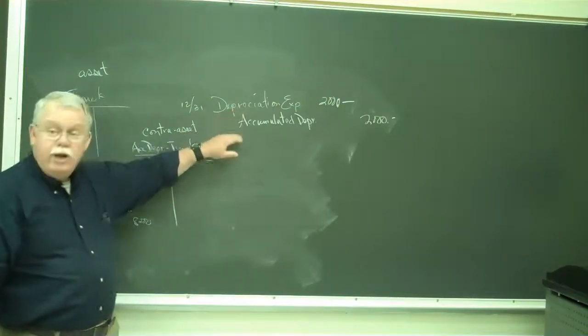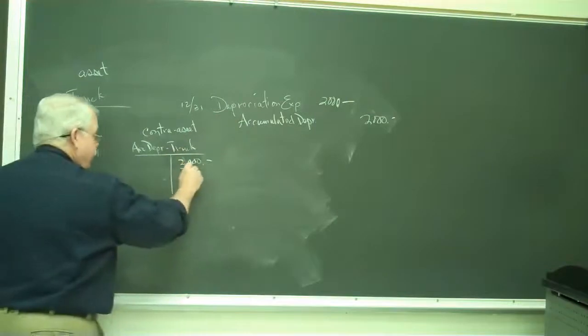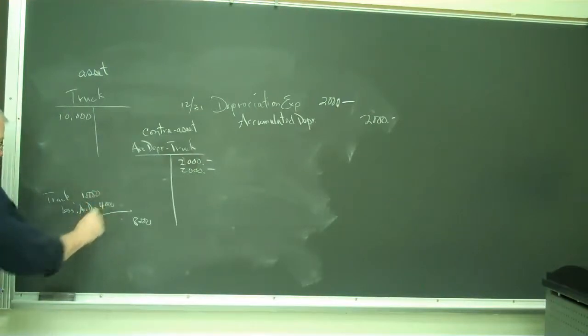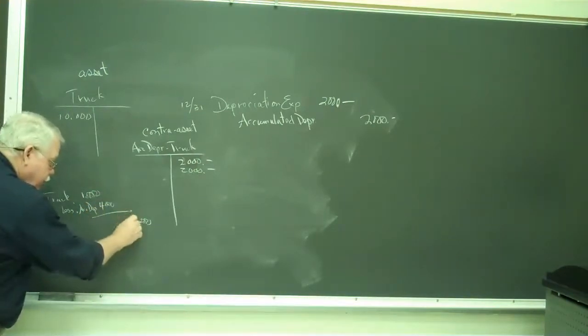I do the same entry again. This now has a $4,000 balance. So when I present my statements, I say truck, $10,000, accumulated depreciation has grown to $4,000, now my truck's only worth $6,000.